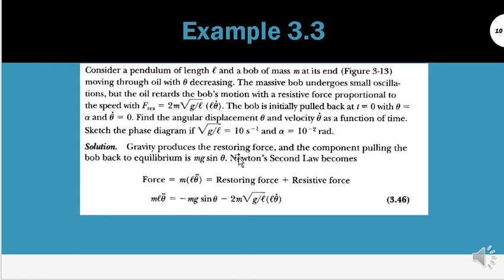Okay, so if you take the derivative of the arc, in this case we just take it as x dot equals L times theta dot, and if you take another time derivative, we have x double dot equals L times theta double dot, and we know that x double dot is the acceleration. So therefore, in the pendulum case, the acceleration is equal to L times theta double dot.